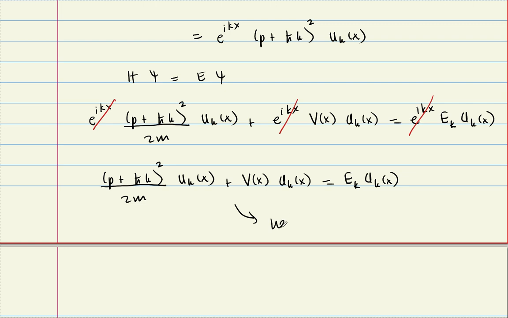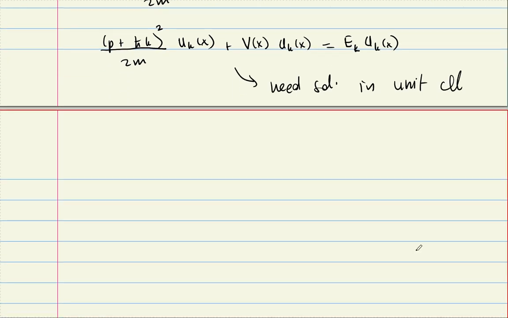So it needs a solution in the unit cell, which is a drastic simplification, right? There's an entire solid. You don't have to do that. By doing this transformation, you only solve in the unit cell and you're done. And you can treat this unit cell kind of like a particle in a box, and we know how to solve a particle in a box. So this was the first thing towards calculating the velocity of Bloch electrons.